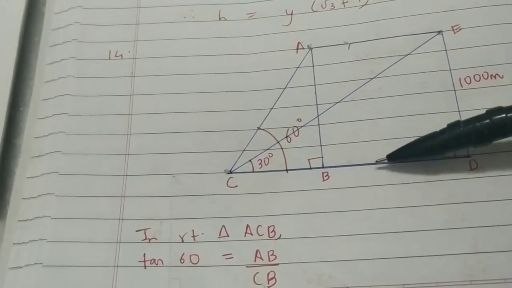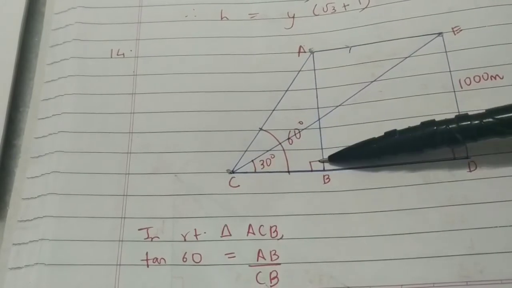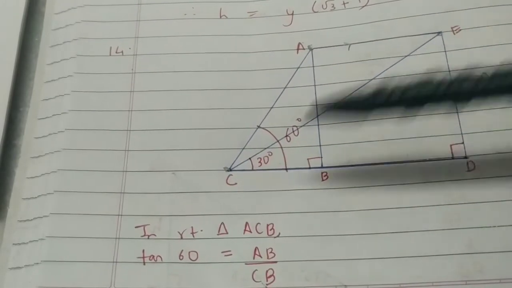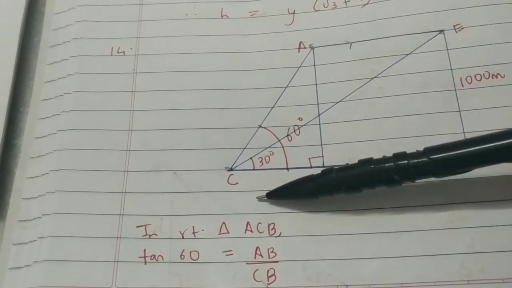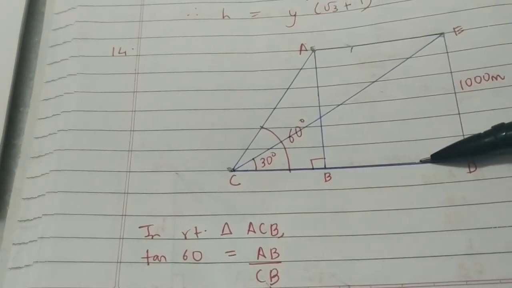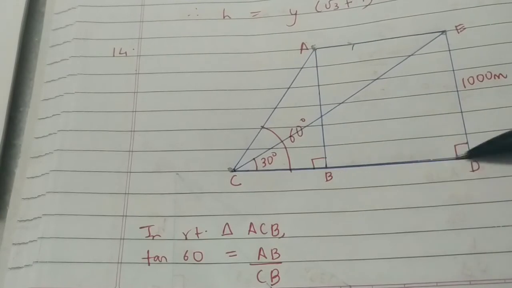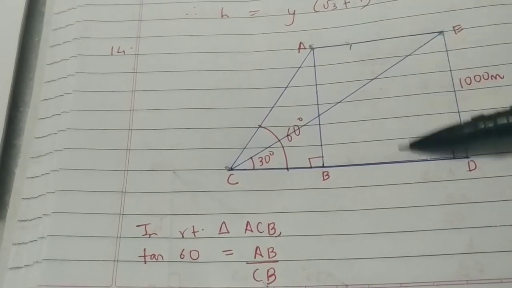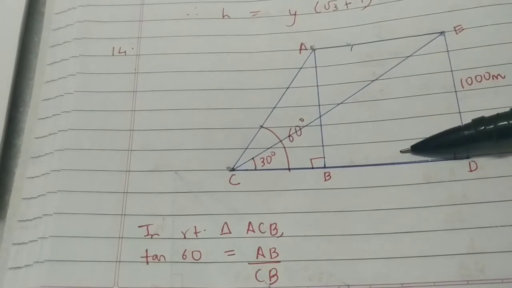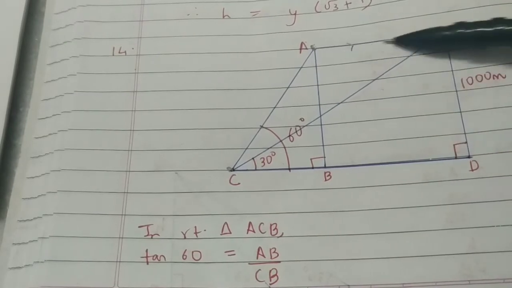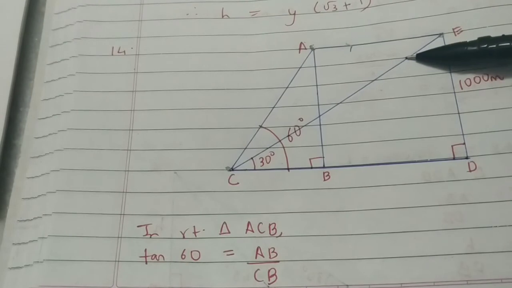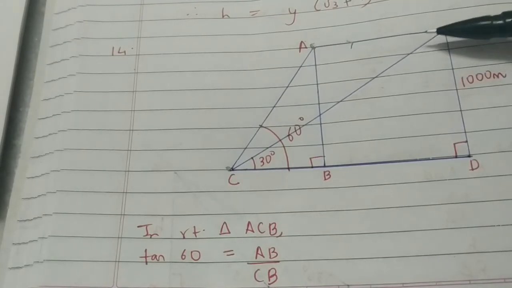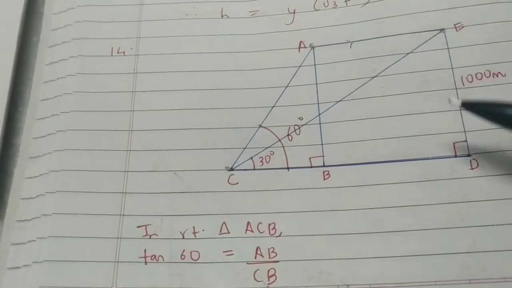So in triangle ACB, we will find CB. In triangle ECD, we will find CD. When we subtract it, we will get the value of BD. That is the distance traveled by the aeroplane. It's a rectangle, right? So it's equal. This distance divided by the time, that is 10 seconds, will give us the speed. So that's the strategy of this sum.